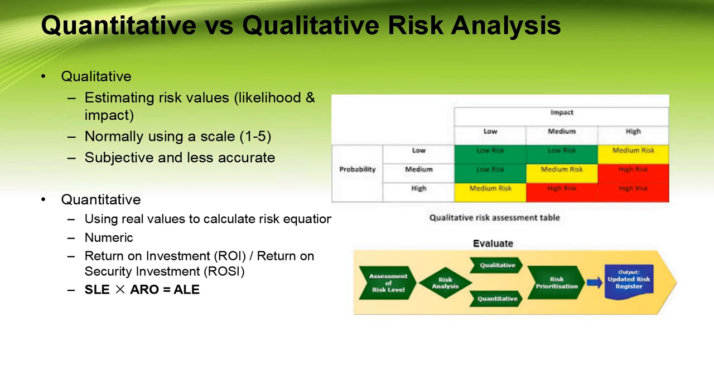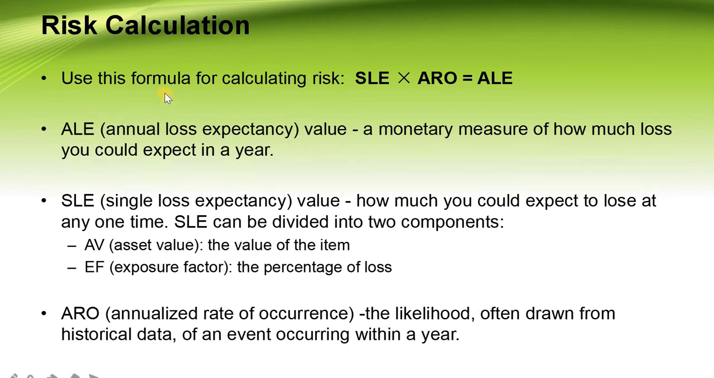Each step relies on the concept of single loss expectancy, SLE, annual rate of occurrence, ARO, and then annual loss expectancy, ALE. So that's what I said before. We will see this in a later video. So normally there's single loss expectancy. We can see here the risk calculation. Here you can see they use this formula for the risk calculation: SLE times ARO equals ALE.